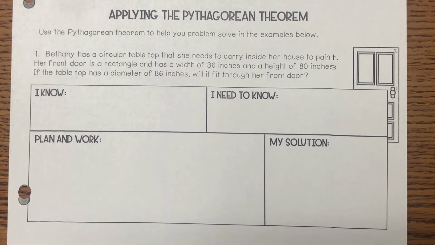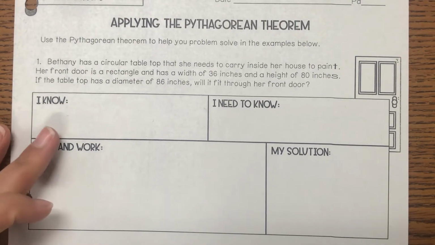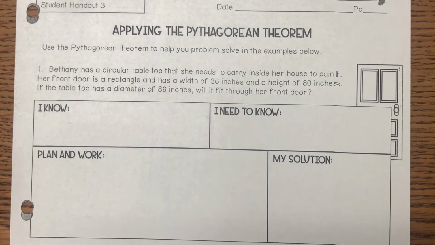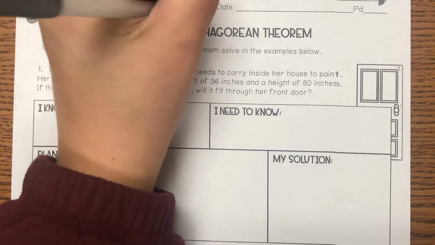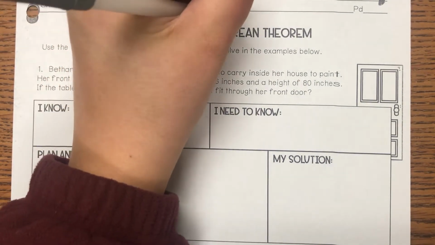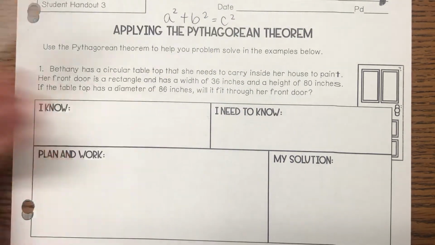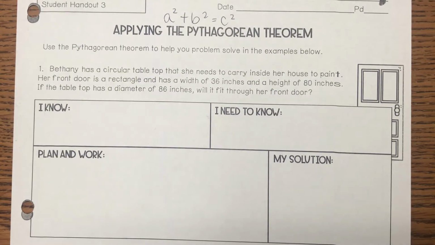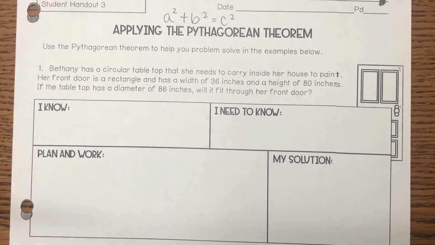We're going to talk about applying the Pythagorean theorem in real-world problems. So what's important to remember is that the Pythagorean theorem is a squared plus b squared equals c squared, where a and b are the legs of a right triangle and c is the hypotenuse. So let's look at how we can apply this theorem to real-world problems.